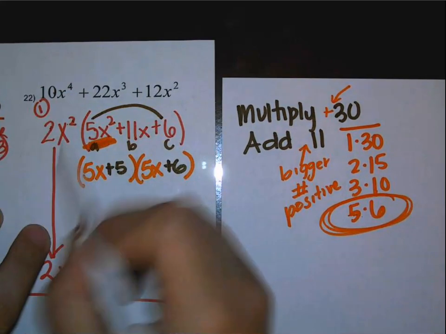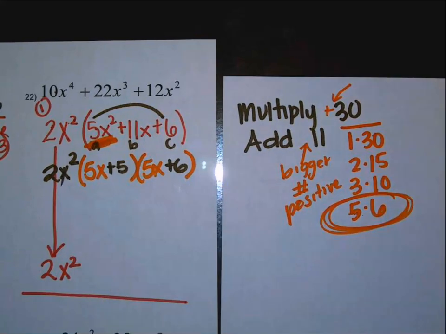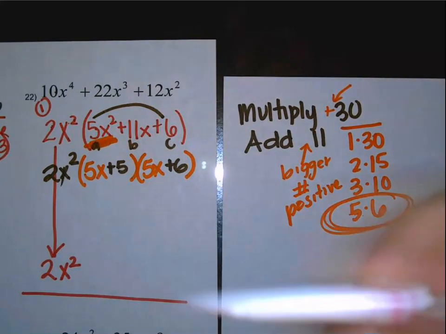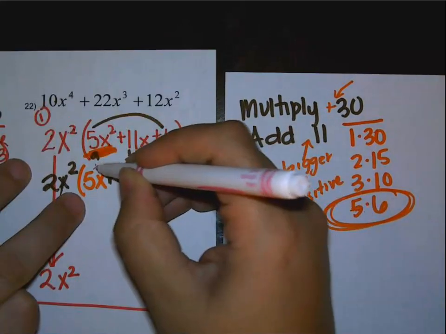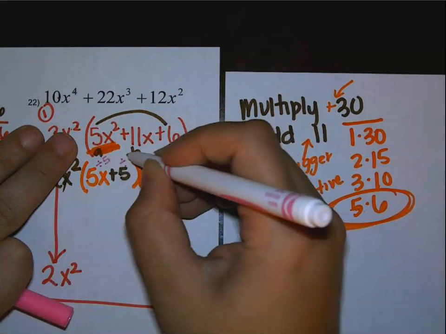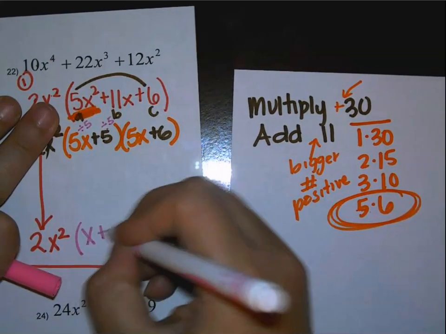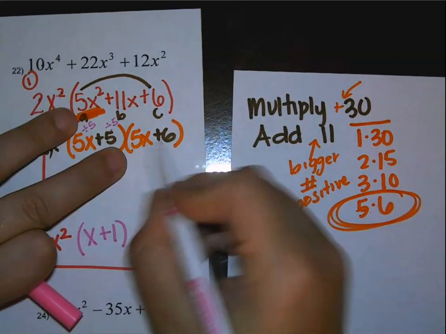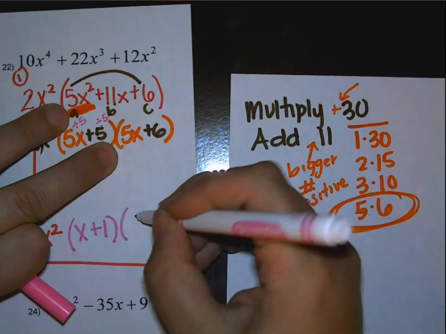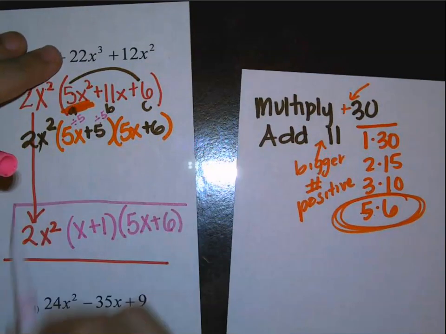Now this 2x squared just gets brought down, right? Gets brought down every step of the way. And then the very last step is to see if there's a number that goes into both of these. And in this case, 5 goes into 5, so it would be x plus 1 here, and then nothing but 1 goes into 5 and 6, so it stays the same. And now I have my answer.